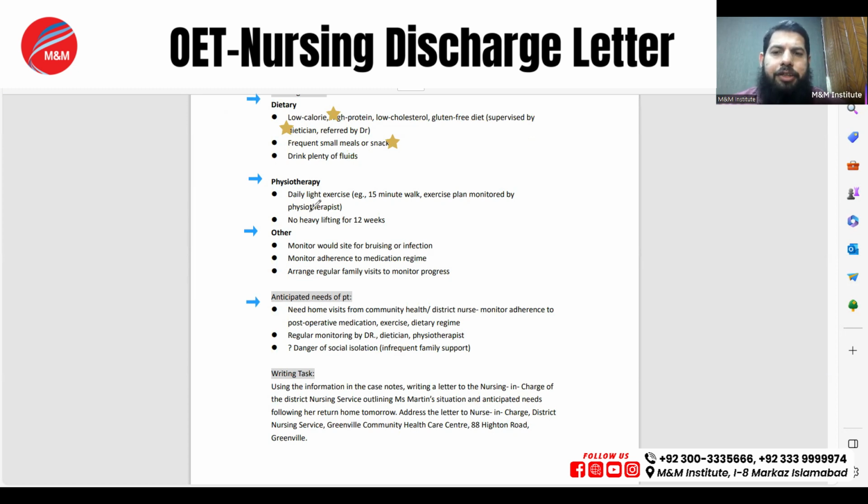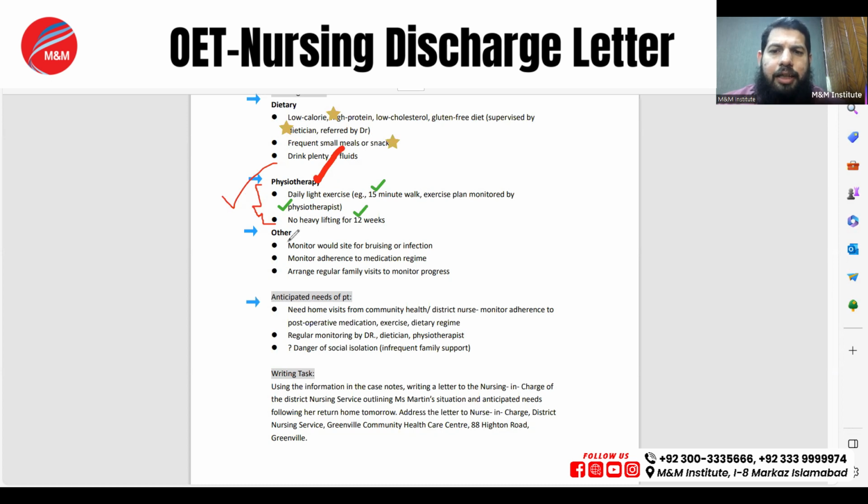Then we have a second instruction that is related to physiotherapy. In physiotherapy, the first thing they have mentioned is exercise for 15 minutes as per the physiotherapist's plan. And second are the precautions: she must not do any heavy lifting for at least 12 weeks. This is the second instruction. Again, we have to understand that this is the plan for mobility or exercise-related things under the supervision of the physiotherapist.